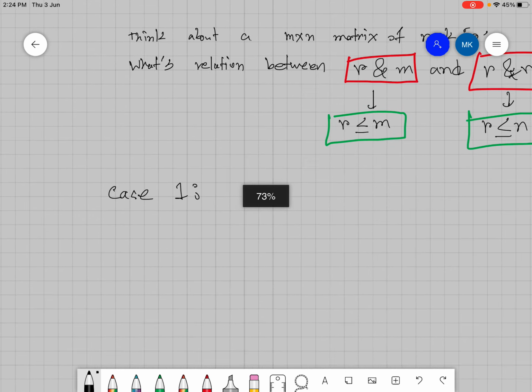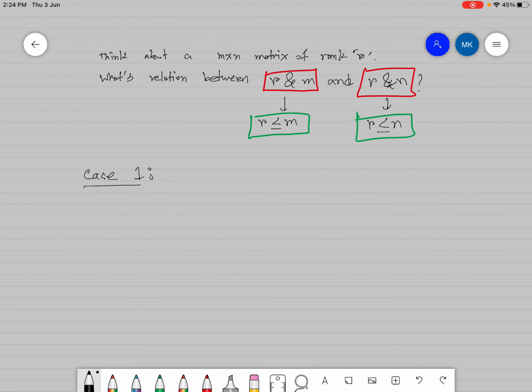So take one example for case 1 where the matrix is full column rank. That means r has the same value as n. That means there are, let's say, n columns there, and every column has a pivot. Okay, every column has a pivot.